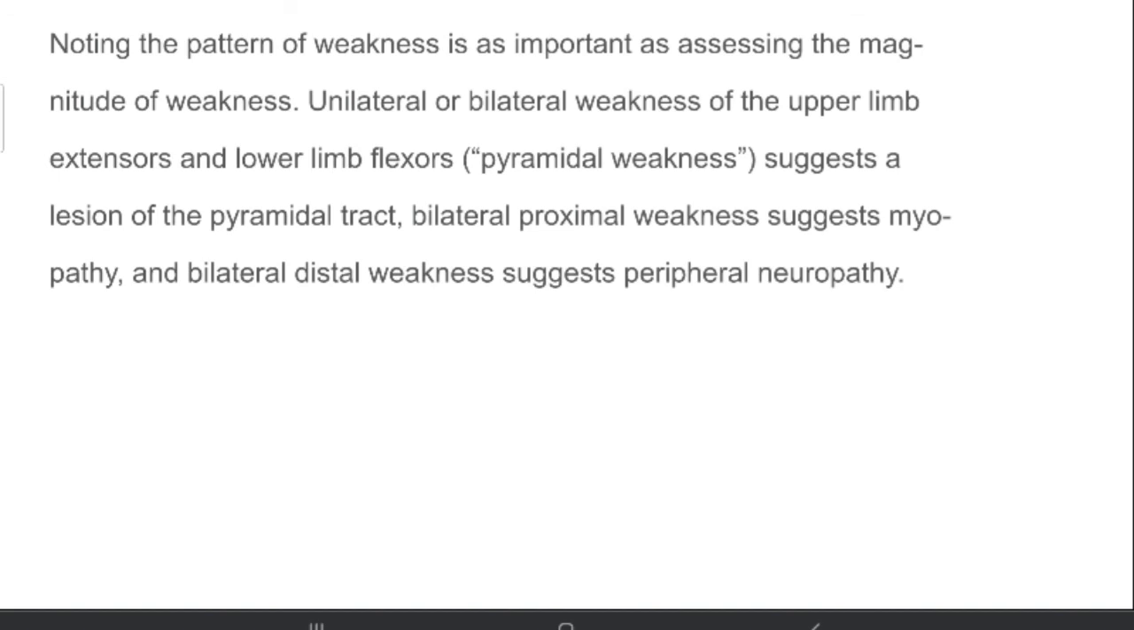Bilateral proximal weakness suggests myopathy. Bilateral distal weakness suggests peripheral neuropathy. So with this we can locate different things on the basis of weakness. We can identify stroke and different neurological conditions. This is one of the most important topics.